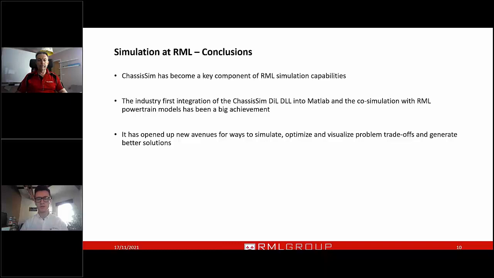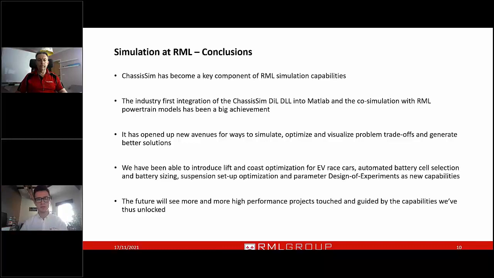solutions, and also visualizing trade-offs between, let's say, cooling system performance, battery performance, and aerodynamic detriment that goes with additional cooling. We have been able to introduce things like lift and coast optimization for EV race cars. We have the capabilities of automating our battery cell selection and also the sizing of battery for different applications. We've done suspension setup optimization to optimize lap performance, and we have done a lot of design of experiment parameter sweeps.